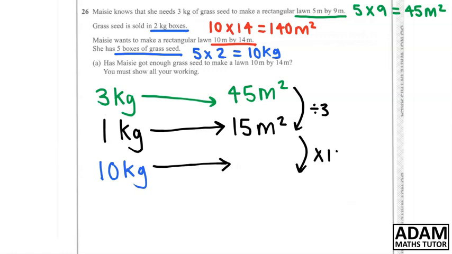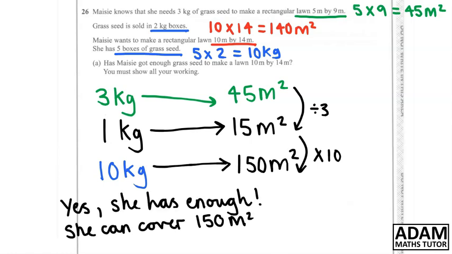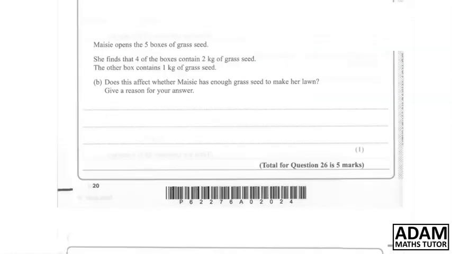So times by 10, and that means I will be able to cover 150 meters squared. So yes, she has enough. She can cover 150 meters squared, and 150 meters squared is greater than the 140 meters squared that she needed for her lawn.